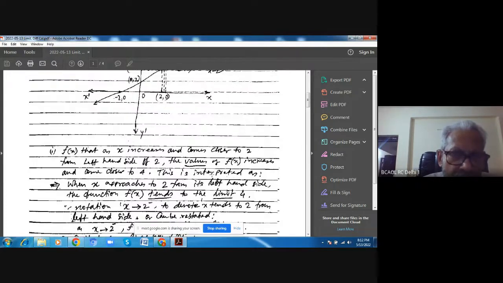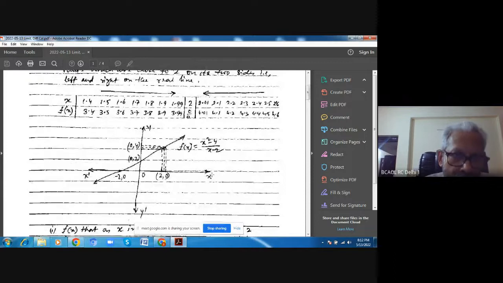Means, again I am going to the table. When x increases and tends to reach 2, in that case the function is also increasing and reaching 4. In this case it is 2, in this case it is 4. So this is considering the left hand side.